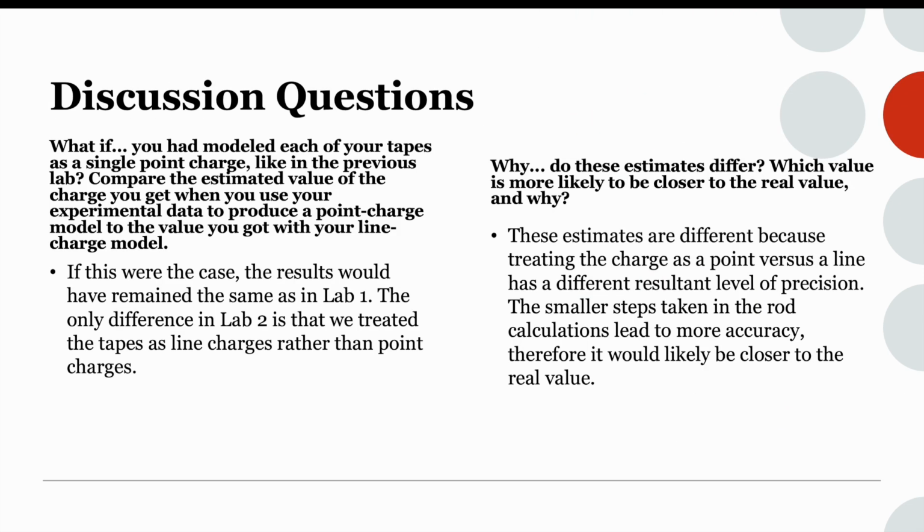And then why do these estimates differ? Which value is more likely to be closer to the real value, and why? These estimates are different because treating the charge as a point versus a line has a different resultant level of precision. The smaller steps taken in the rod calculations lead to more accuracy, therefore it will likely be closer to the real value.